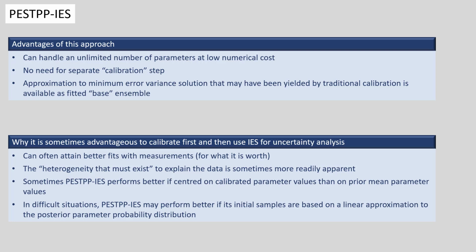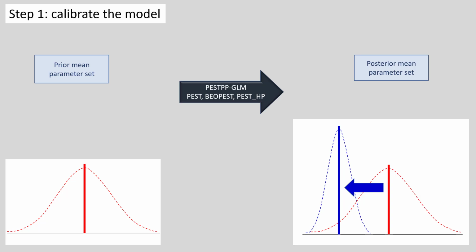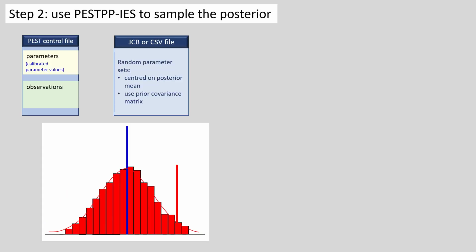So we'll now discuss a couple of workflows through which to undertake posterior uncertainty analysis following a conventional model calibration. So ideally, conventional calibration yields a parameter field that lies somewhere near the center of the posterior parameter probability distribution. So we start with our prior and our prior mean. We calibrate, we obtain a posterior mean, which is our parameter set of minimum error variance. Initial parameter realizations for the use of PEST++ IES can then be generated by sampling the probability distribution that is centered on the calibrated parameter, illustrated by the blue line there, but that employs a prior covariance matrix. So still assuming that wider or larger prior uncertainty.